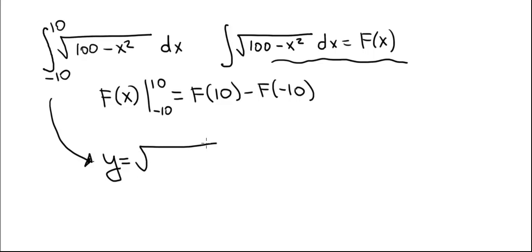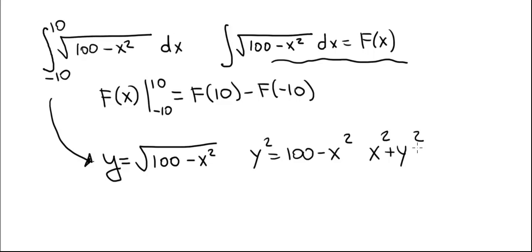That function is y equals the square root of 100 minus x squared. If I square both sides, y squared becomes 100 minus x squared, and I move x squared to the left, x squared plus y squared equals 100. Now you should recognize this as a circle whose center is at the origin, that is 0, 0, and whose radius is equal to square root of 100, which is 10.